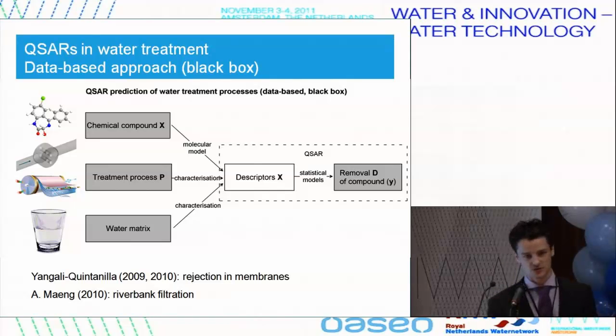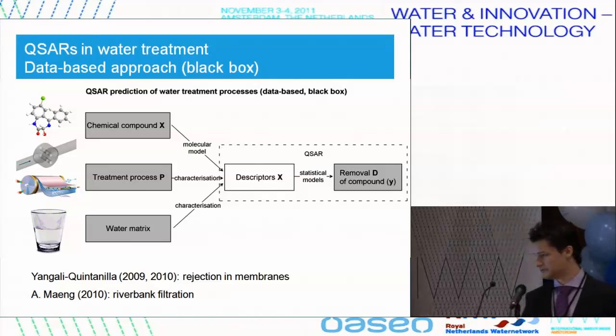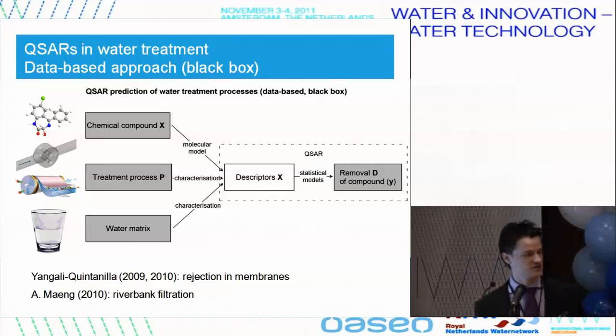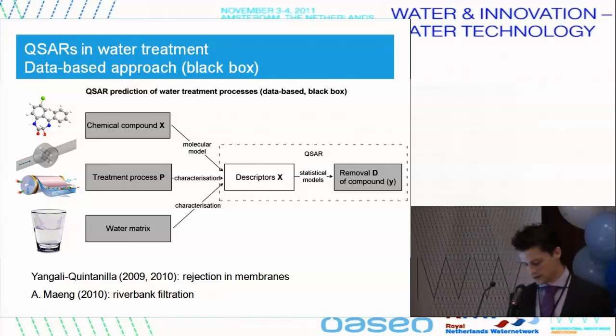So the actual QSAR is then all the descriptors, including properties of the treatment process and the water matrix. And from that you directly predict the removal. But one of the disadvantages is this is kind of a black box, because there is no information from the real process or how the process works. It's not in this model. It's all related to the statistical part.